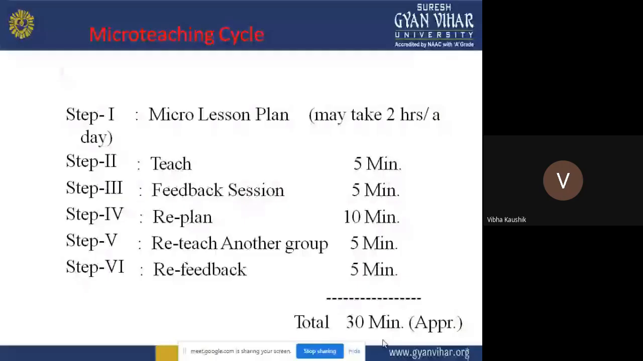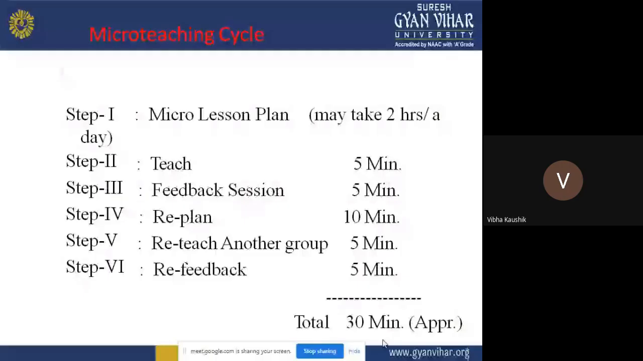It will take 2 hours to prepare a micro lesson plan. Step two, teach. After making a micro lesson plan, you have to teach that plan. Step three, feedback session, means you will get feedback on the basis of the presentation that you have presented before the learners or the supervisors. Step 4, replan, means on the basis of feedback which you will get from the supervisors or the partners, you have to replan your micro lesson plan again. It might take around 10 minutes.